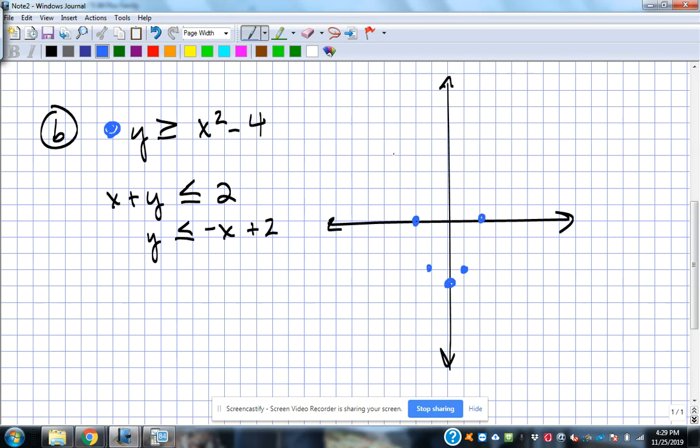If I plug in negative 2, that'd be 0, and if I plug in positive 2, it'd be 0 as well. So I get this shape going on, and it's got an equal to mark, so I know it's a solid line. So it's that parabola shape happening there.